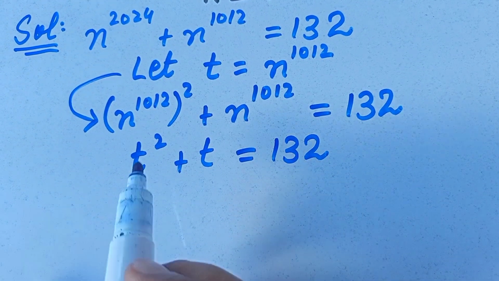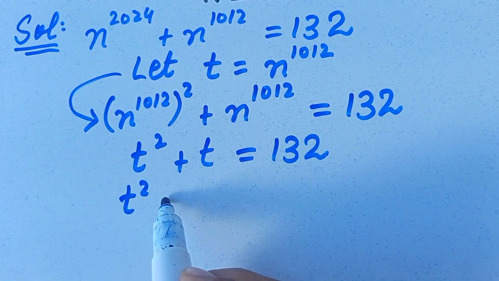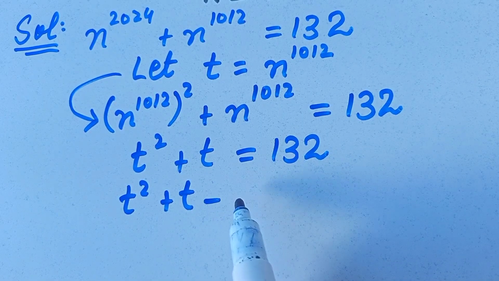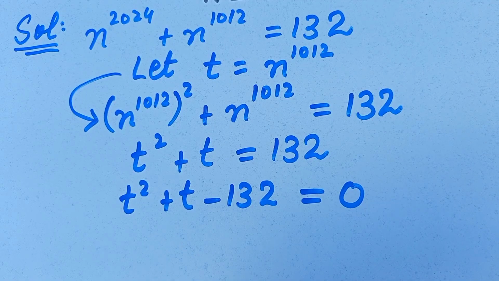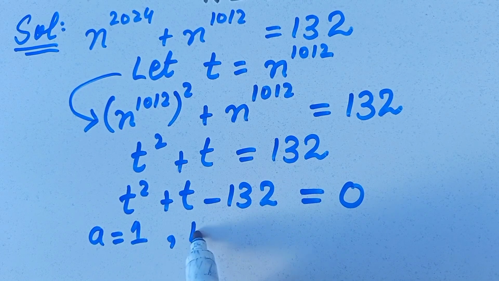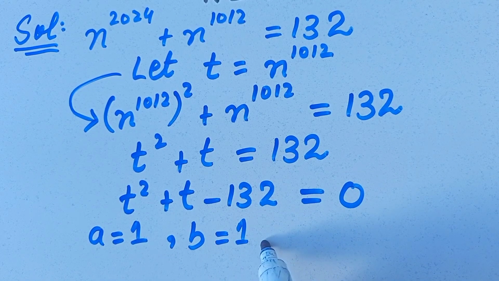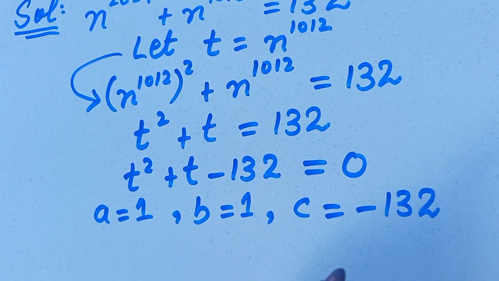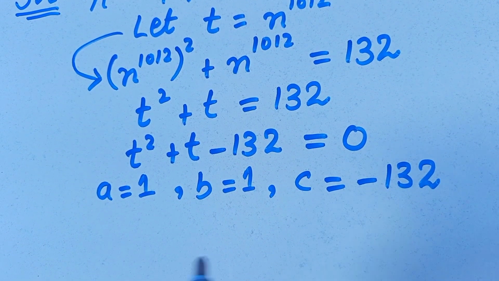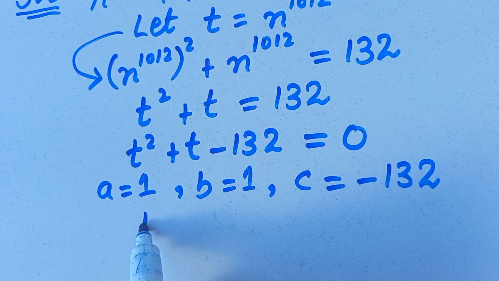Now shifting the 132 term to the other side of the equation, we get t squared plus t minus 132 equals 0. So here we have a quadratic equation with a equals 1, b equals 1 and c equals negative 132. Let's solve this quadratic equation using the quadratic formula and find the solution set first for t, and then we will find n.